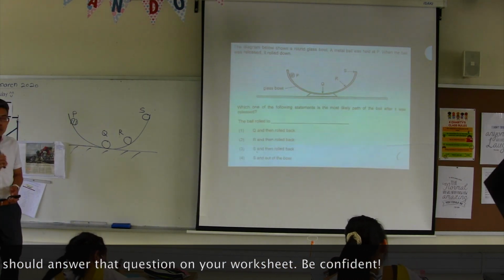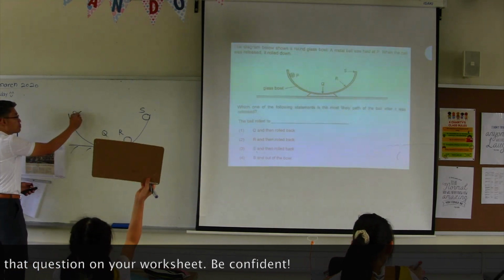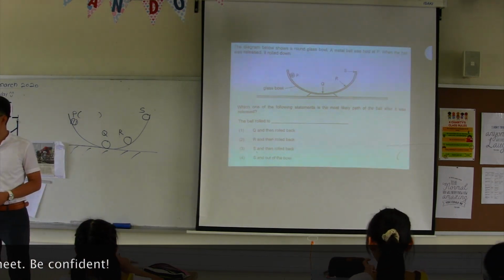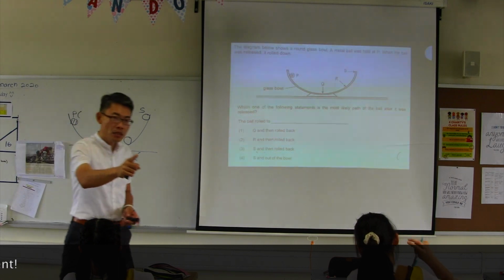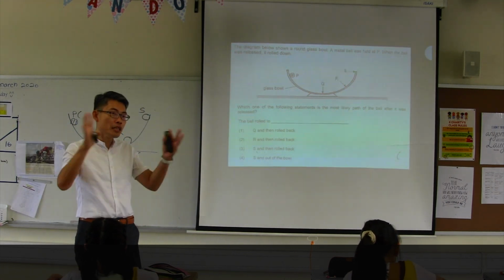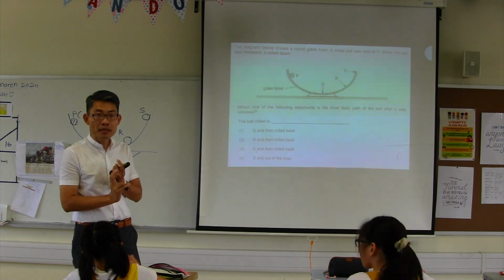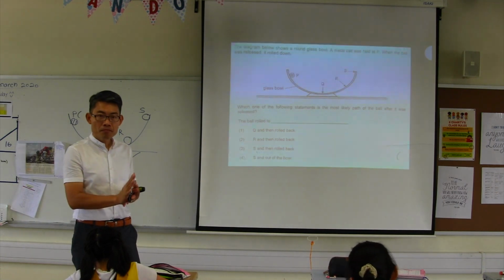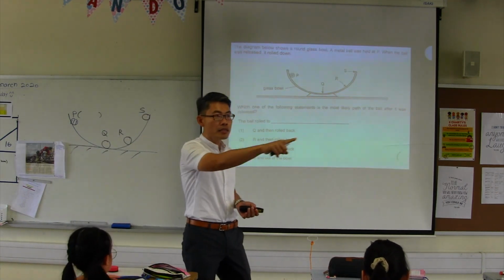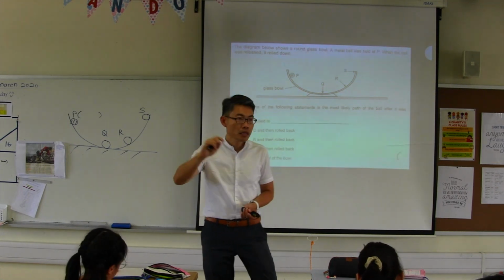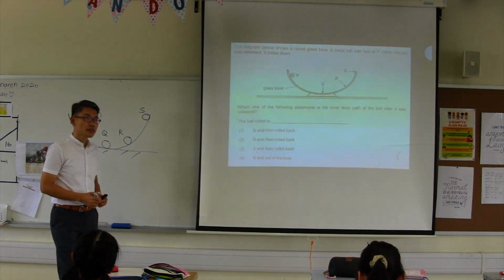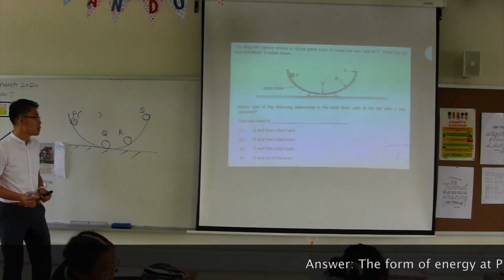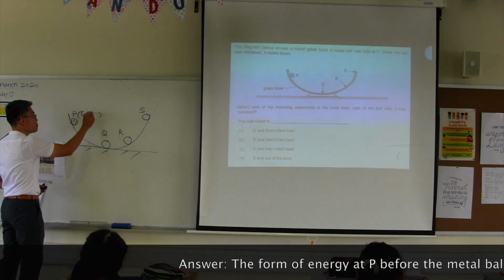Okay, correct. Then transfer the answer inside your worksheet. Correct, but I prefer you write down the full term. Because there can be three kinds of PE, right? Chemical potential, elastic potential, gravitational potential. I'm not sure which one you mean. I don't see your answers yet. Tell me, Sarah, what's the answer? Okay, write it down: GPE here.